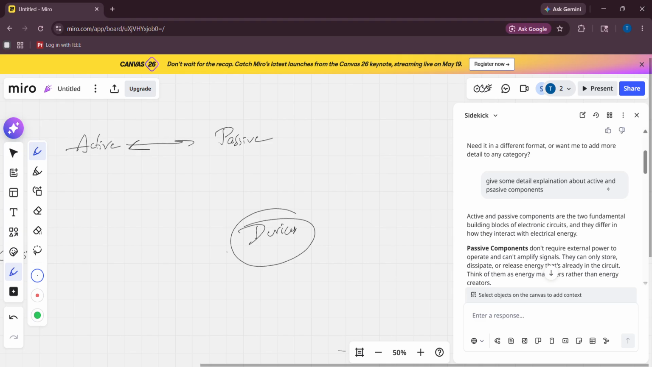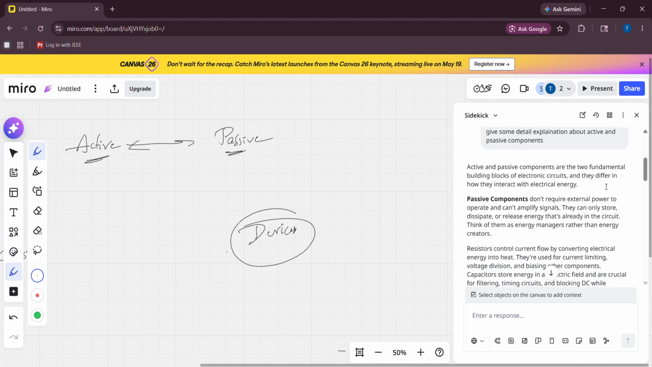What is the difference between active and passive? It is how the energy is used by these two types of components. If one of the components is consuming the energy, the other one is generating the energy. So the usage of electronic energy depends on this difference in the components.